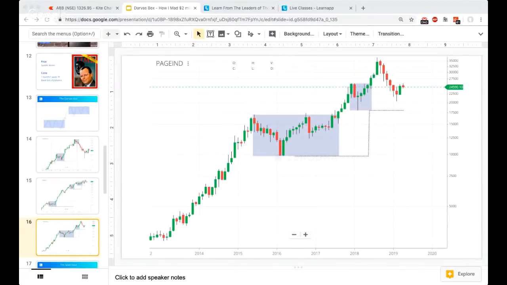Mahendra Sainath says, where can we find Darvis box scanner in our market? Or do we have to manually search each script? So Mahendra, good question. You have to manually do it. I don't know if you can run a scan on it. Maybe Streak has it, but I'm not sure. So you'll have to check. But I don't know if you can do that.